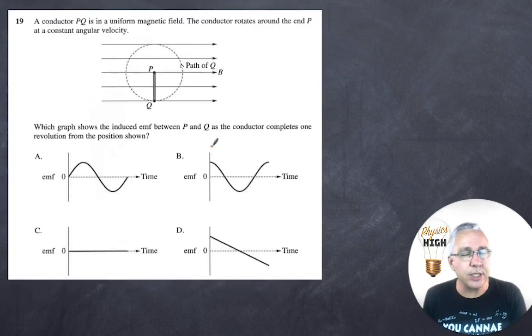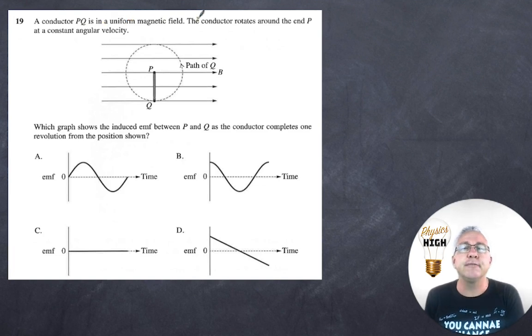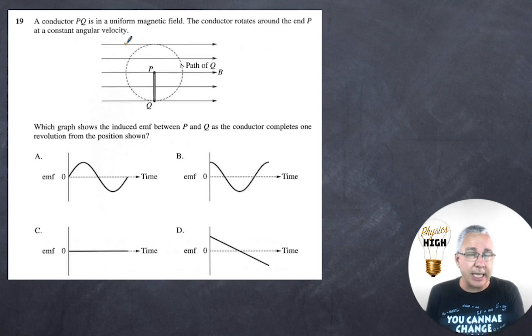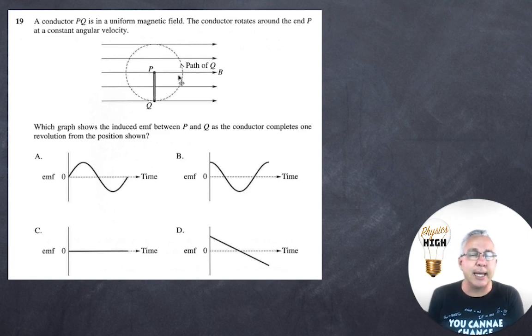And now we get to question number 19. So here we have a conductor PQ in a uniform magnetic field, and the conductor rotates around P at a constant angular velocity. Now this again is a question dealing with Module 6. In this case, we have a wire that is moving in a circle within a magnetic field. But the important thing to remember here is that in order to produce an EMF, we need to make sure that the vectors involving the magnetic field, the direction of motion or the velocity, and therefore the induced current are all at right angles to each other.